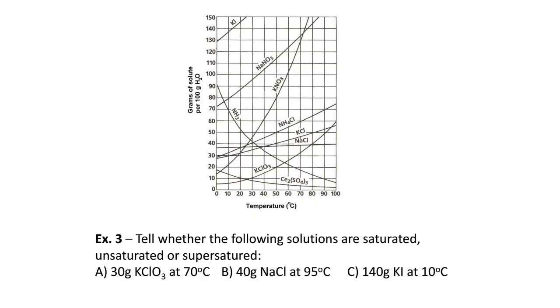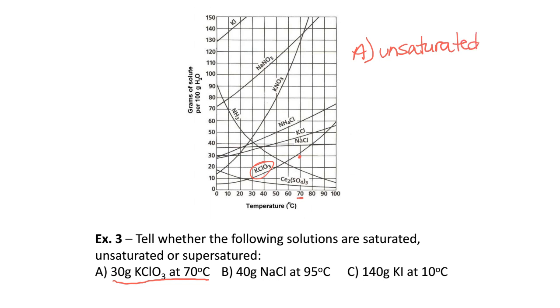Tell whether the following solutions are saturated, unsaturated, or supersaturated. Let's take a look at A: 30 grams of KClO3 at 70 degrees Celsius. The first thing I'm going to do is find the 70 mark, 70 degrees Celsius, and then the 30, and go over. That's my dot, that's how much. Now I'm going to look at the KClO3 line. That dot is below the line. So A, it's unsaturated.